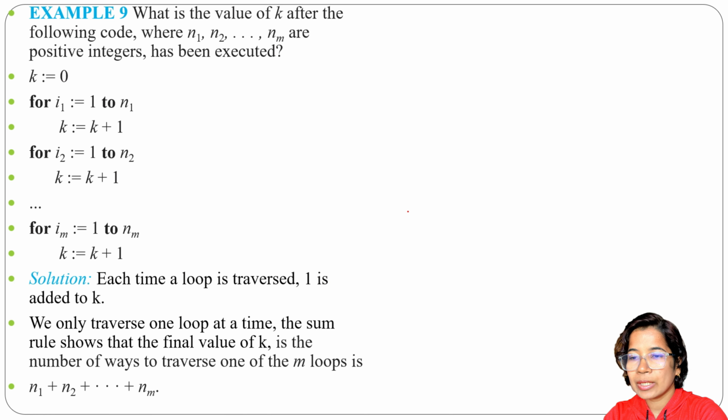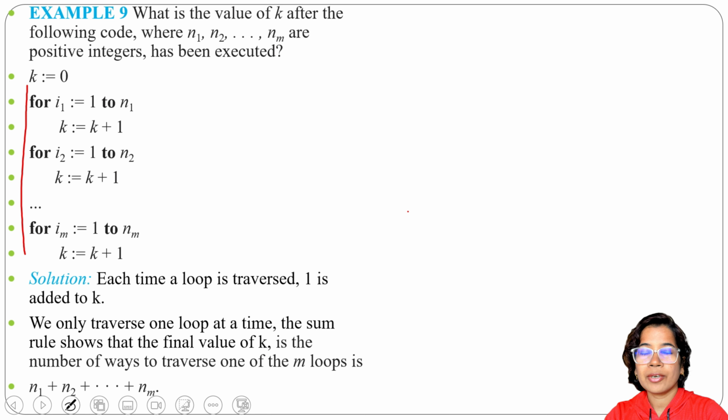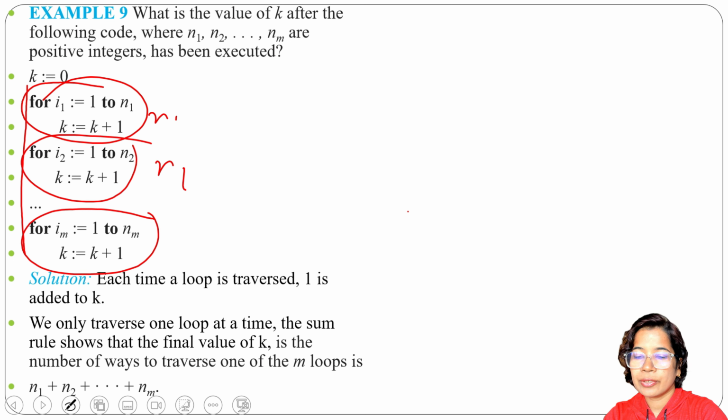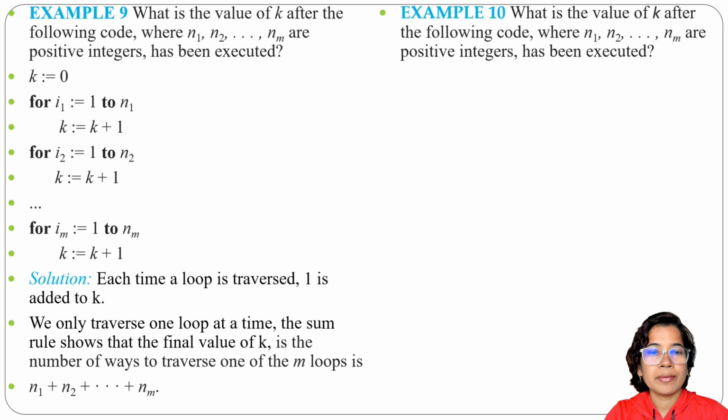So this is a sequence of for loops. The total number of times it executed equals the sum of each for loop's executions. So the first for loop executed n1 times, the second for loop executed n2 times, and the last for loop executed nm times. The total number of times it executed equals n1 plus n2 till nm. Next we will see another similar type of example.